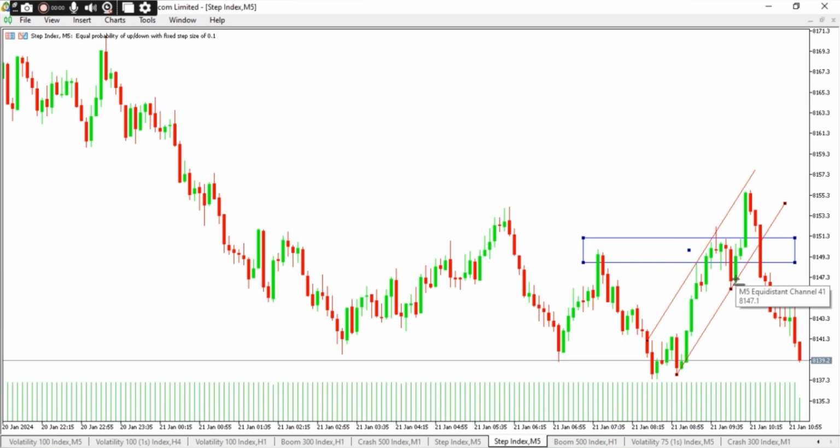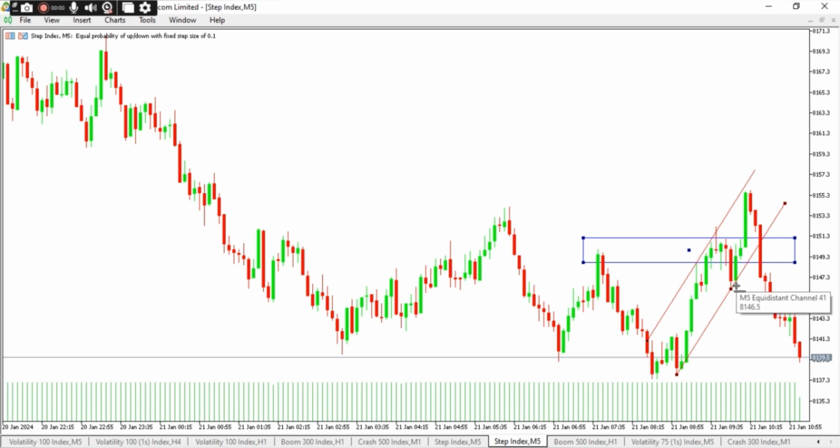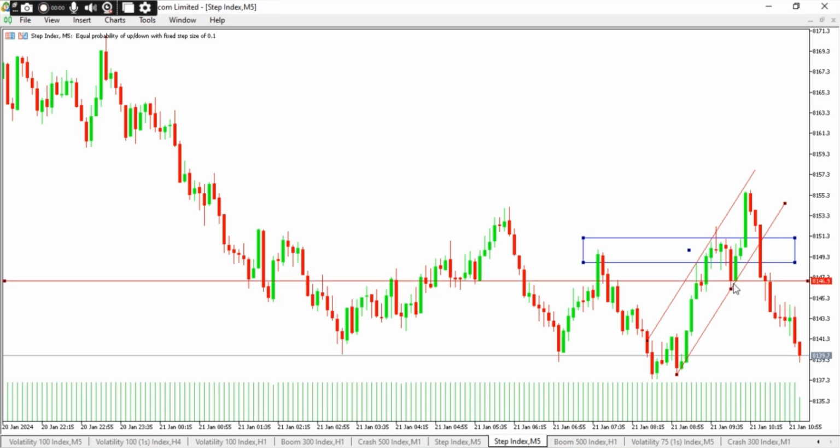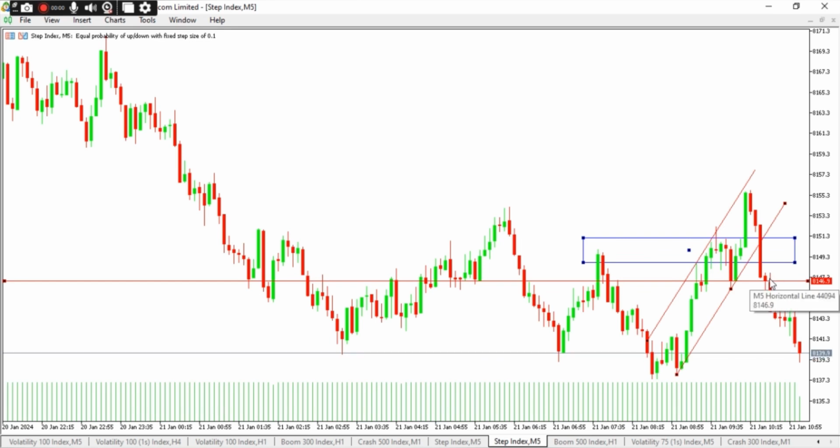Just find a point where it touched the bottom trend line. For instance, here. So I'm going to draw my horizontal line here. Once it crosses this horizontal line, this is when you enter. And if you use this technique, you are most likely to just get into profit without any retracement.